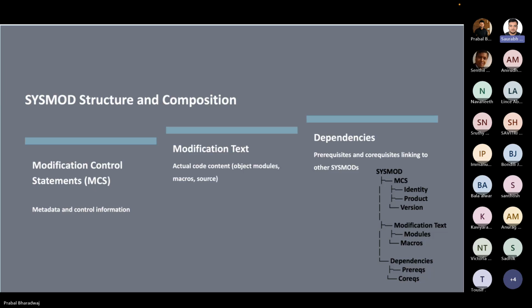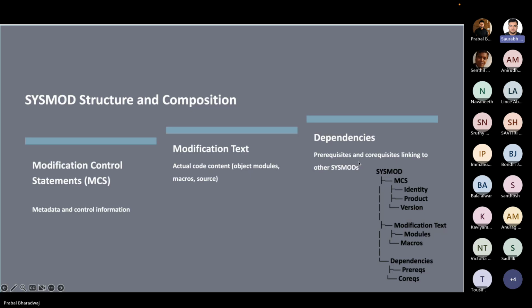This is the PTF number. This is the FMID. This is the zone to which it is getting applied. Is there any prereq? Is there any coreq? If no, SMP will understand this with the help of the MCS statements. Now the actual code content will be in the modification text: the actual load modules, macros, and source.